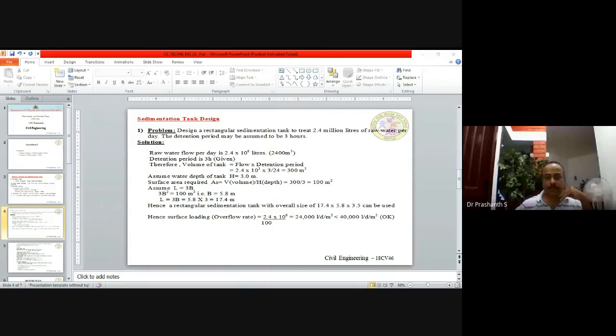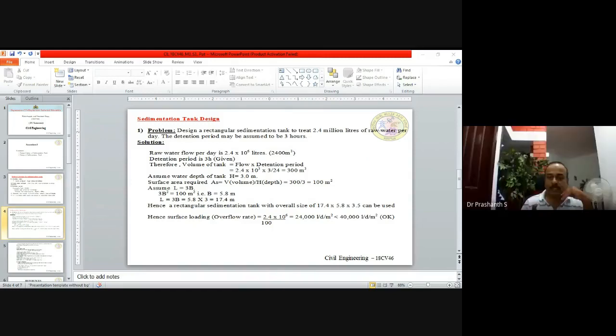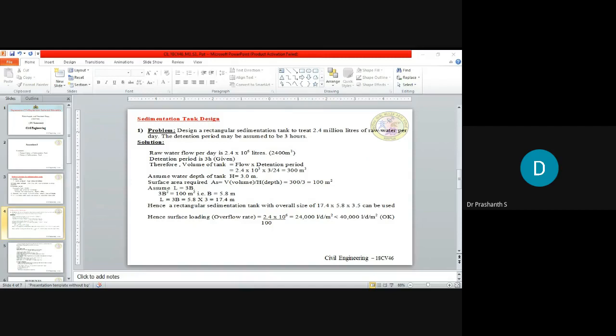So 2,400, flow 2.4 into 10 to the power of 6 into 3 by 24. What you get is 300 meter cube. For every 3 hours, 300 meter cube of water is to be treated. 300 into 8 times, how much do you get? 2,400. So it's fine. So water depth I have assumed, H is 3 meters. When you assume water depth, you can find out the surface area. So how do you calculate surface area?